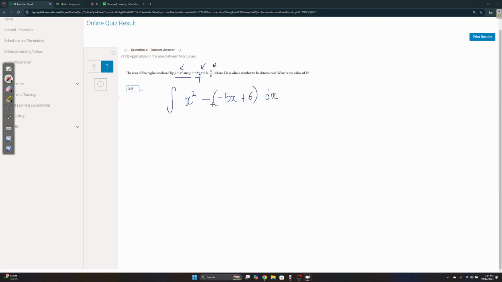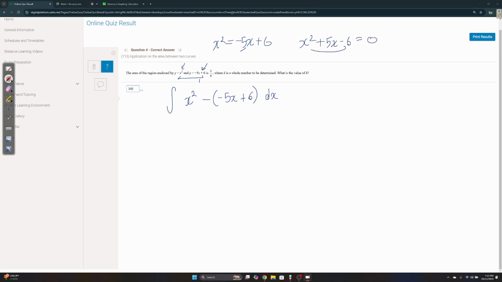dx. Some people are going to say, okay, Walid, that's cool, I will integrate, but what are my bounds? Here's the thing. You need to figure out the bounds on yourself. Whenever you have two curves and they don't give you your bounds, you need to find them yourself. And how do you do it? You just equate them. You need to see where they intersect. So x squared equated to minus 5x plus 6. It's a quadratic, so you take everything to one side. It's going to be x squared plus 5x minus 6 equals 0.